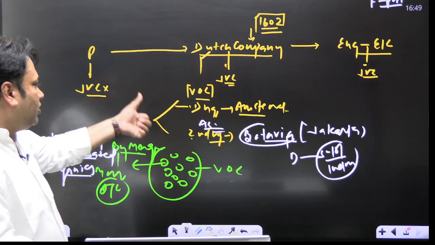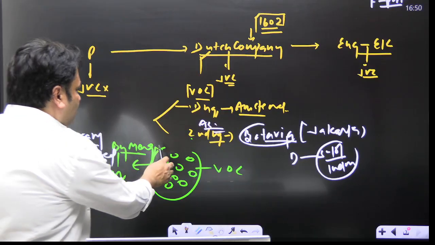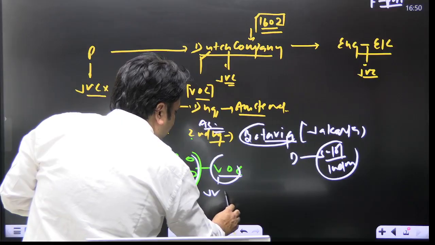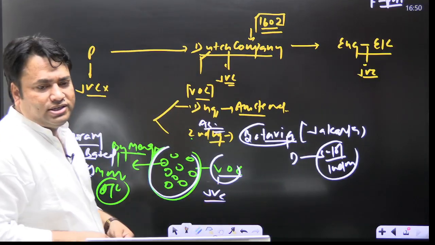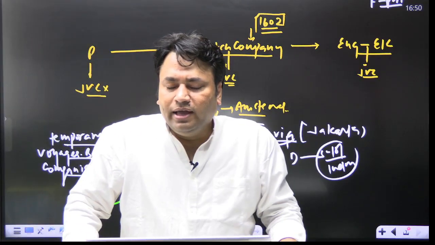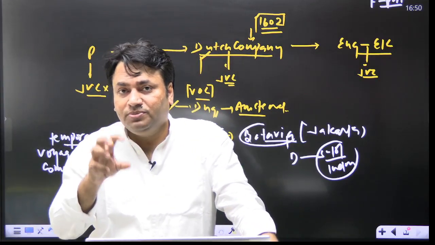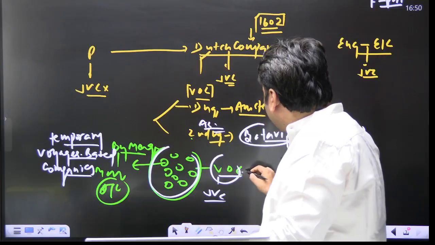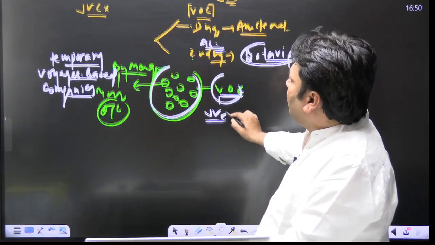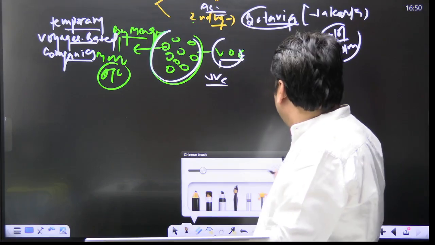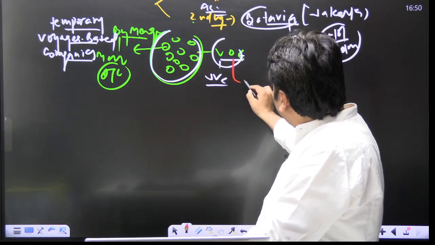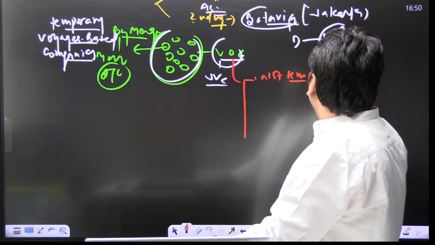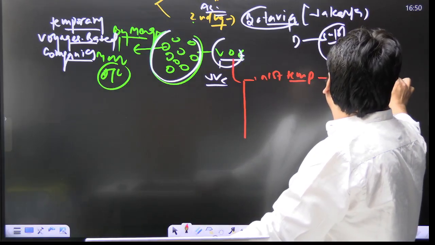And as a result, what will happen? By merger of many such companies, this large joint venture company was formed in the year 1602. And here what will happen? This large VOC company is not temporary. Previously small trading companies were temporary, but this large joint venture company is not temporary. Its nature is permanent.